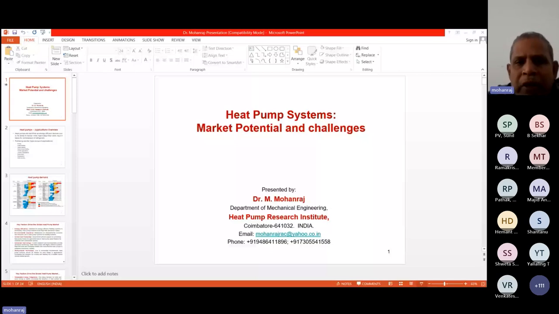These heat pumps have been identified as an energy efficient heating device because the heating demand is very high, especially for drying applications and water heating applications. Even in India, since it is a tropical country, we don't have a space heating demand, but in less than 20% of locations we may have some heating requirement for 4 months, especially in some hill stations and in the north part of India.